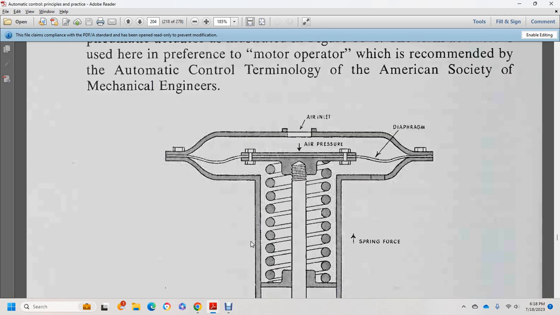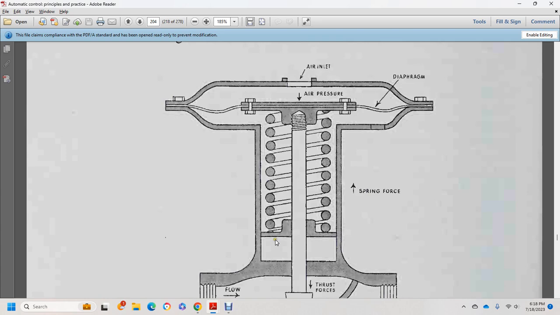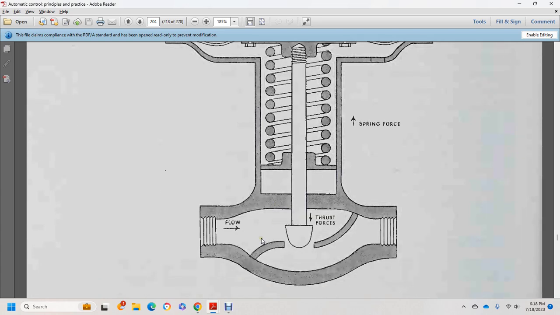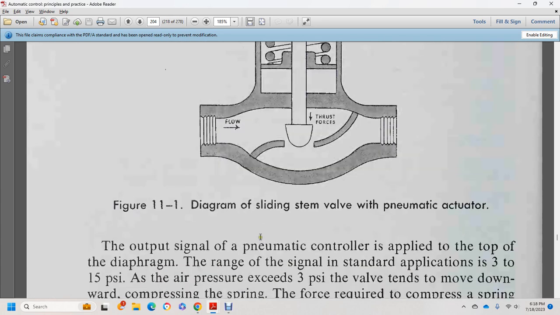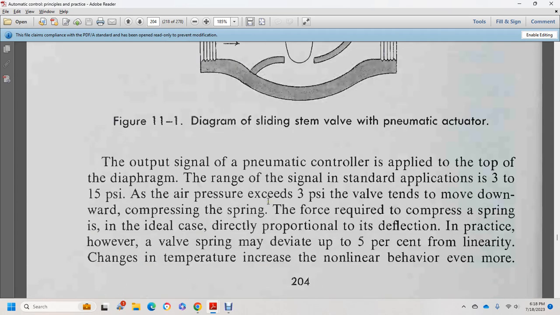So here we have an air inlet, diaphragm, air pressure, spring force, thruster force, piston, flow, thrust force. Diaphragm and sliding stem valve of the pneumatic actuator. Okay, the output signal of the pneumatic control is supplied to the top of the diaphragm. The range of the signal in standard application is 3 to 15 psi. As the air pressure exceeds 3 psi, the valve tends to move downward.